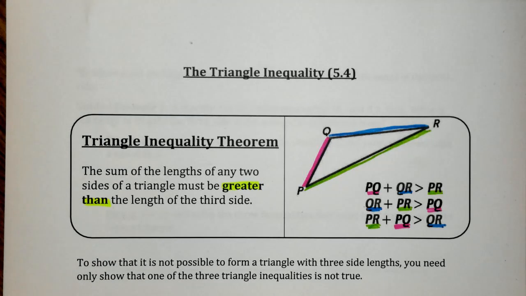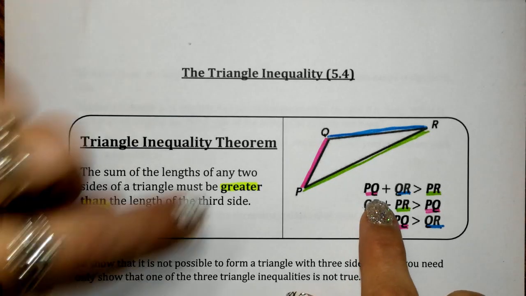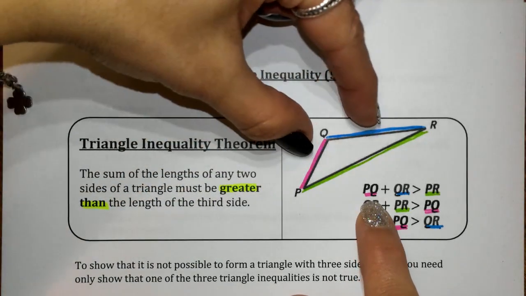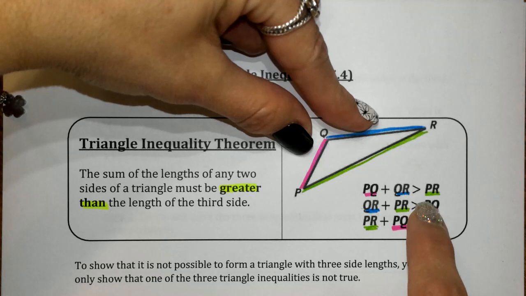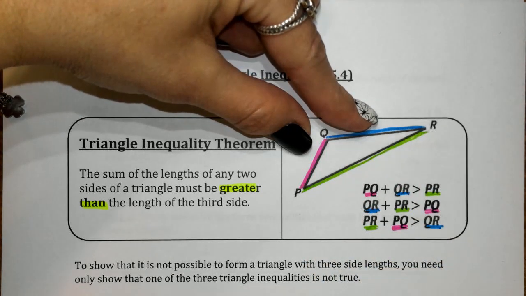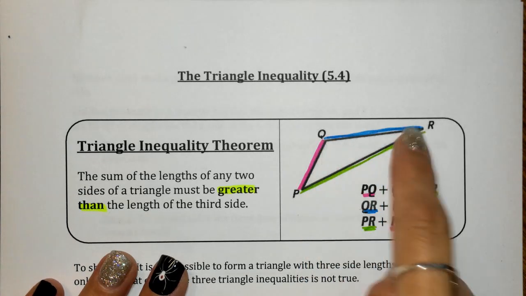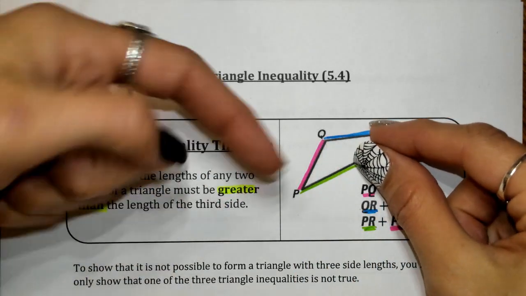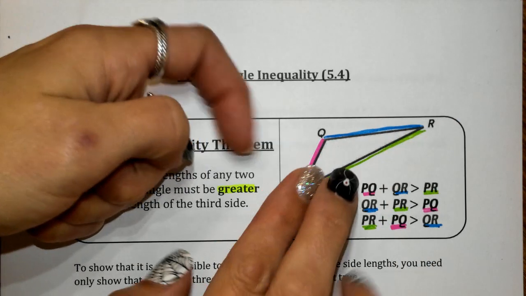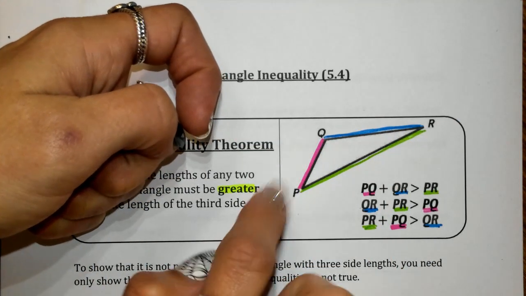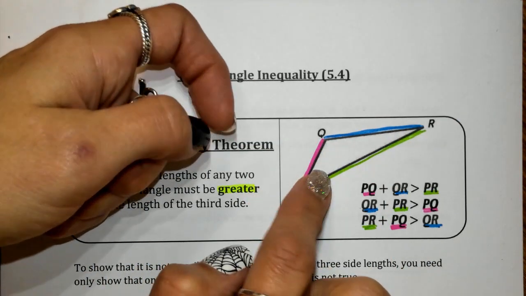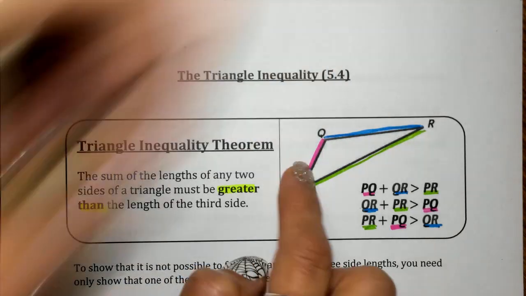So here we're saying, okay, if we take the length of PQ plus QR, when we add them together, it has to be greater than the length of segment PR. Same thing with, we take QR and PR, we add these two, has to be bigger than this third side. And then if we take these two right here, QR and PR, when we add them, they have to be greater than this.